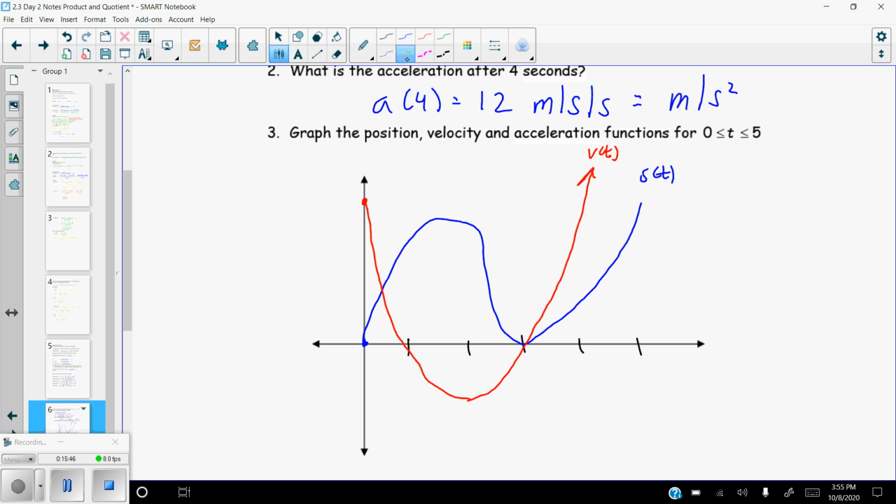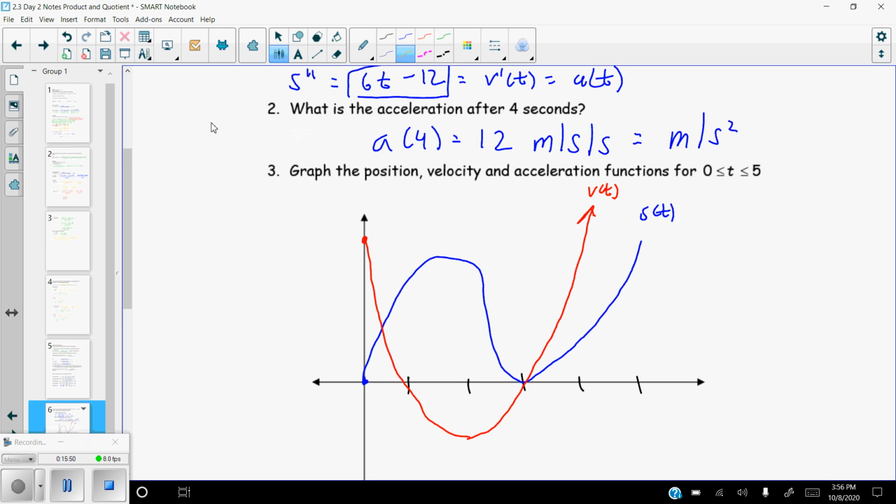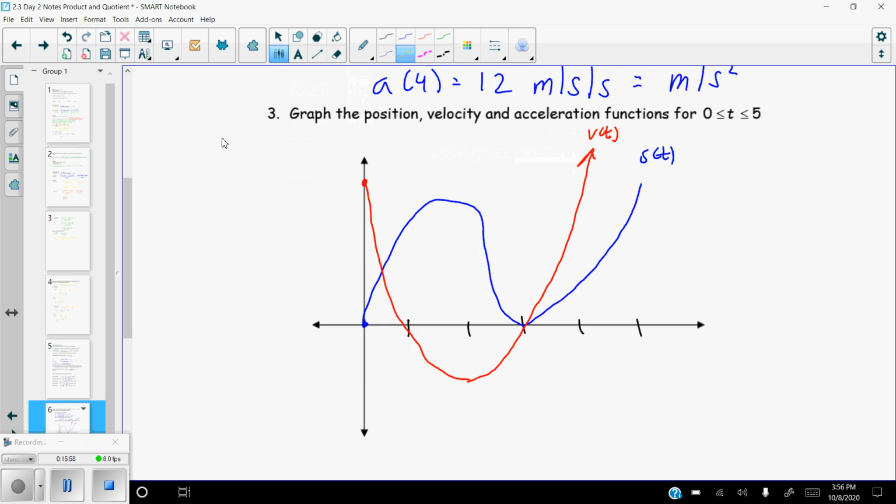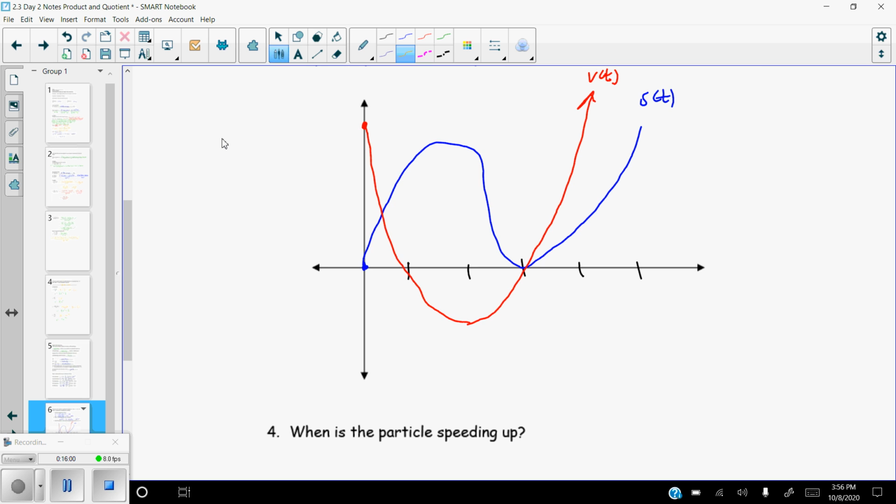Let's go with orange for the acceleration. The acceleration function is a line, 6t minus 12. So it's going to have its y-intercept way down at -12, and it's going to have a slope of 6. So the y-intercept is going to be way down here, and then it's going to have a slope of 6. So it's going to come up, go right through x equals 2, and then keep on going.